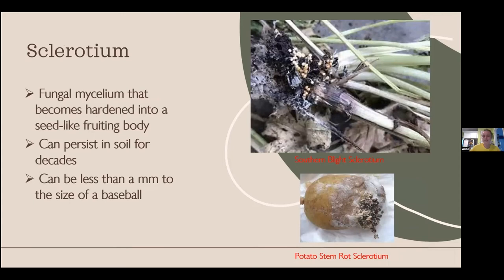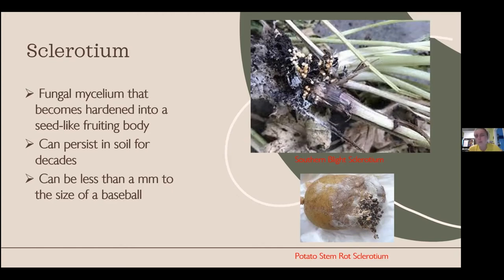Sclerotium, there's a vocab word for you. Fungal mycelium that become hardened into a seed-like fruiting body. So think of it like a mushroom that is kind of hardened and round. These things are full of spores and can actually reinfect plants. They persist in the soil for, in some cases, many decades. They can be less than 1 millimeter big to the size of a baseball.